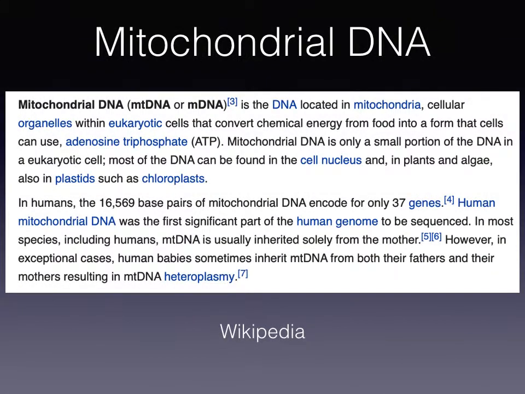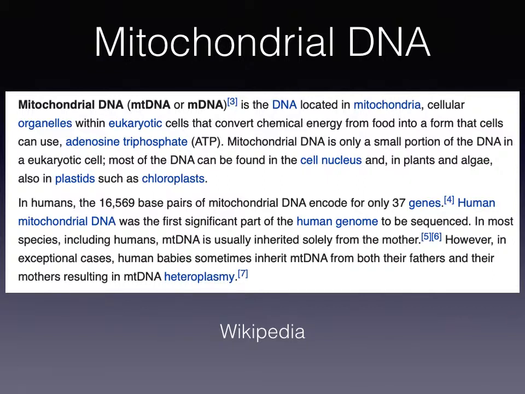Mitochondrial DNA. We're going to be discussing this as a precursor to the video or two that I'm going to make on the genetic code. It says here in a Wikipedia article, mitochondrial DNA is the DNA located in the mitochondria. Skip past words that are hard to pronounce. These are cells that convert chemical energy from food into a form that cells can use. So, we're burning food in our mitochondria, producing heat.